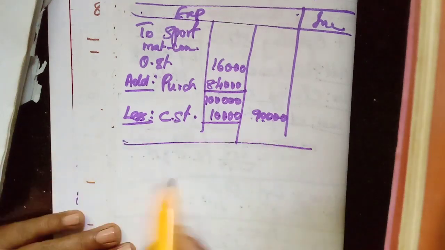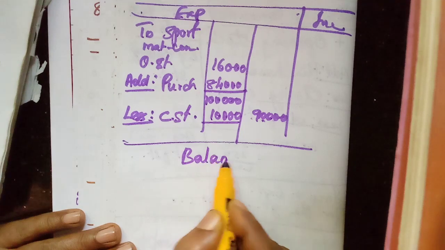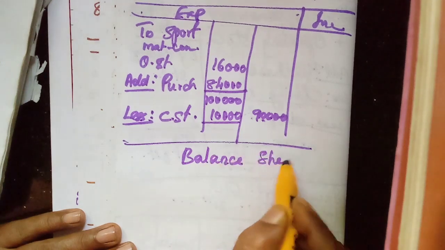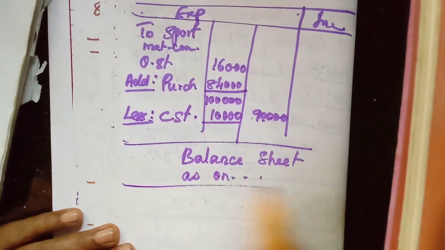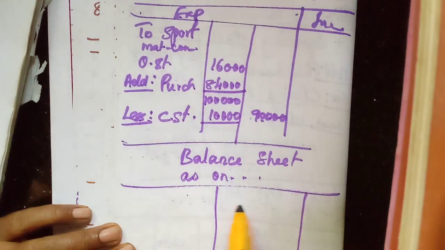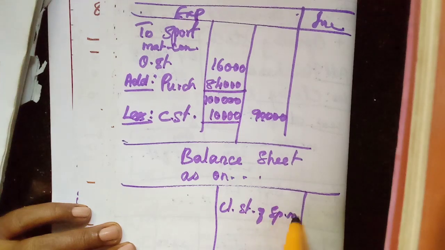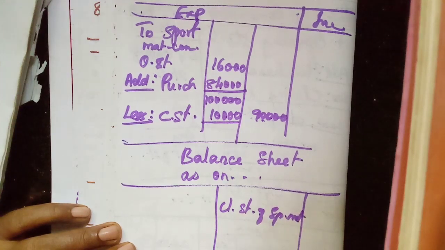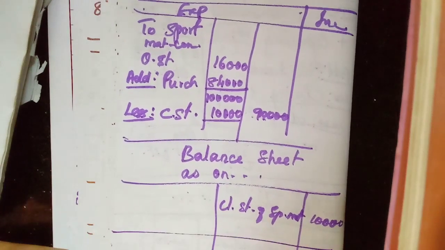Now we should show how this will appear in the balance sheet, because they have asked in the final accounts. So we should show both the accounts. Here only the assets: closing stock of sports materials, you write fully. 10,000. That's all. One problem over.